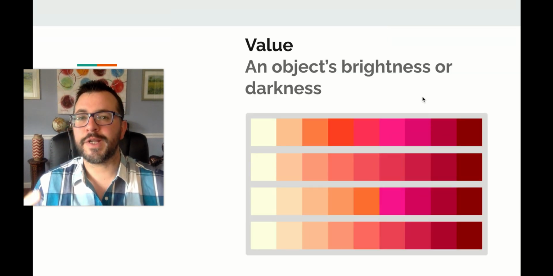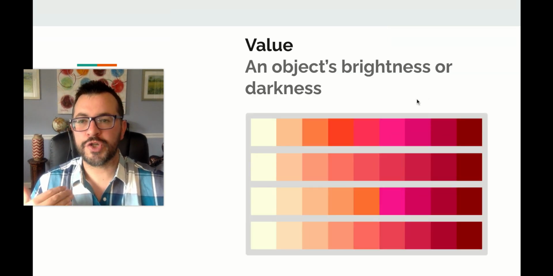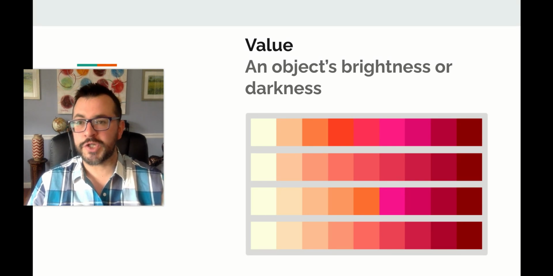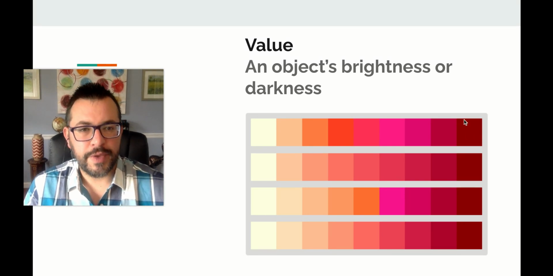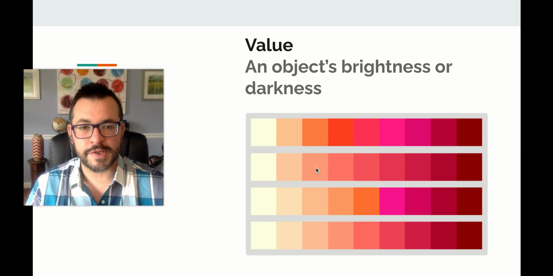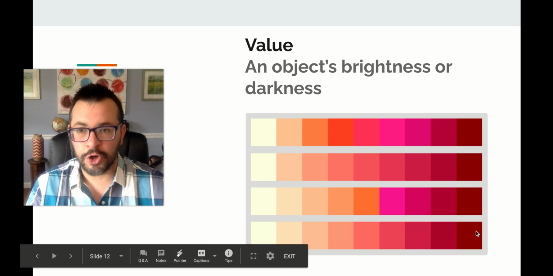Now, value is an object's brightness or darkness. So value we often think of as what things cost or what something is worth. In art, the value is how bright or dark something is. So the example on this screen are the values of different colors. So on the left side, they're much lighter, brighter values. And on the right side, these oranges and reds fade to much darker, like deeper values.